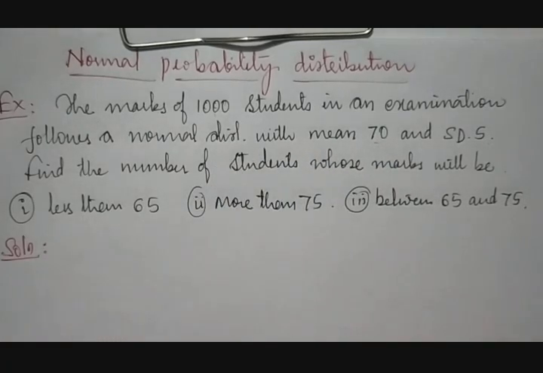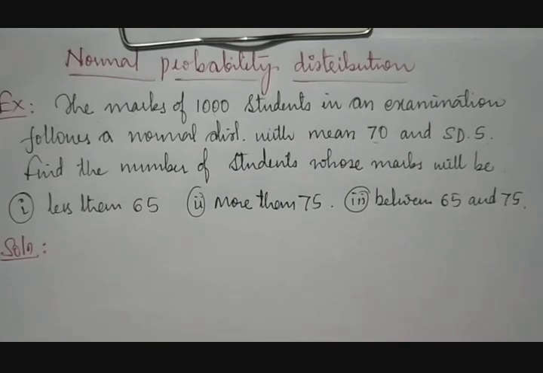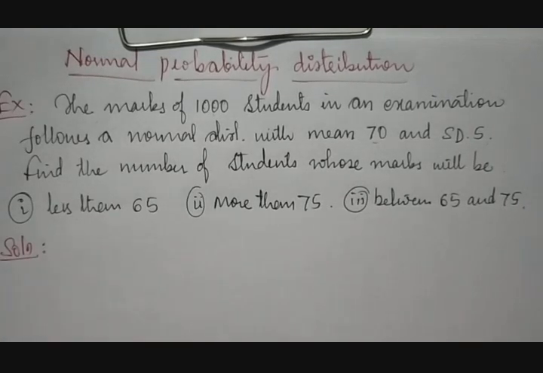But it doesn't mean that all 1000 students will score 70 marks only. Few students may score more than 70. Few may score less than 70 marks also. So that calculation we need to take.